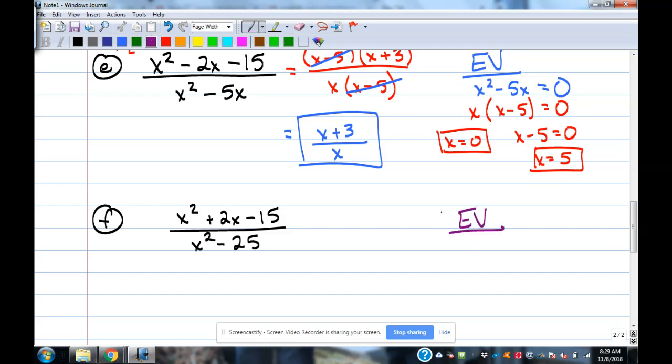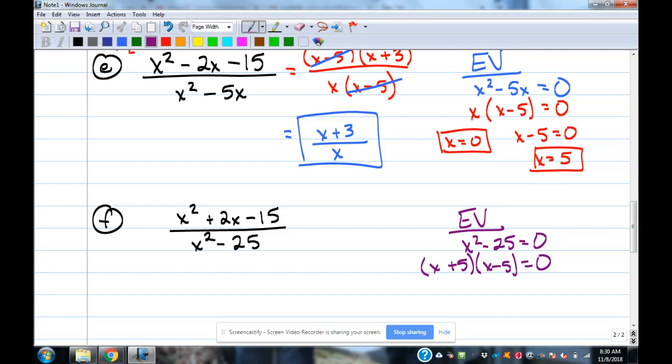Set what equal to 0? X squared minus 25. Good job. What method do I want to try to use? It's a difference of squares. Very good. It's got 2 terms. There's no GCF. It's got a minus sign in the middle, so I'm thinking difference of squares is x plus 5, x minus 5. So there's my factored form for the denominator.